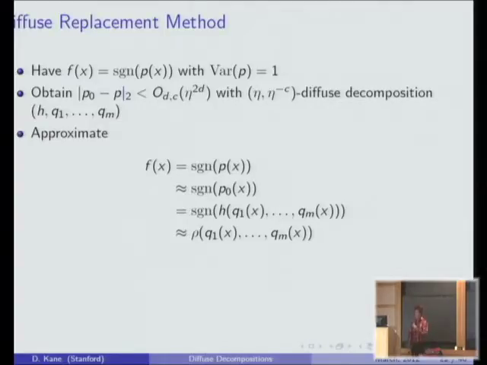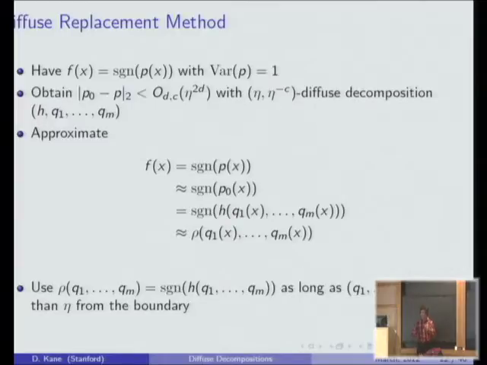And the point is that f of x is sine of P of x, which is approximately sine of P naught of x. That is equal to sine of h of q1 of x through qm of x, and we're going to approximate that by some rho of q1 of x through qm of x. Here, rho is some function on R^m, such that rho of q1 through qm should be equal to sine of h of q1 through qm, as long as we're not close to the boundary. As long as this vector q1 through qm is more than distance eta from the boundary between the +1 and -1 regions of this other function.